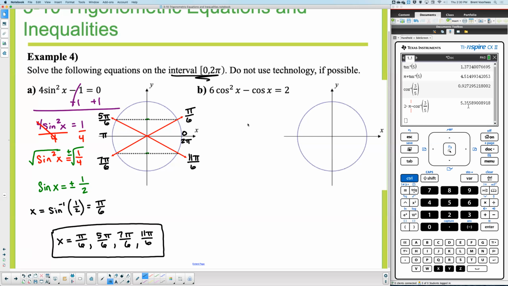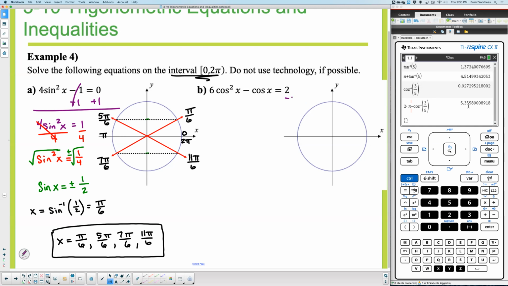All right, let's roll it up. Try B. B is a little different. B, I cannot combine these cosines. I have 2 different cosines to work with. So what I taught you earlier in the year, this is called a trinomial. With a trinomial, you get everything to one side, and we're going to do the X method.